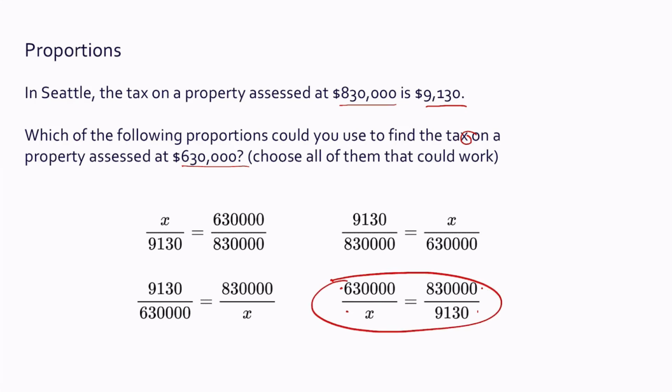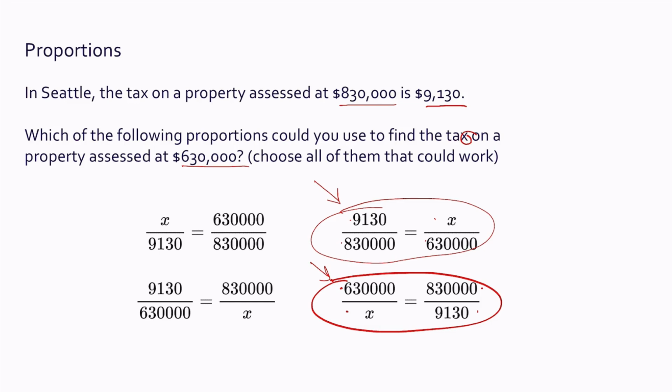Here I have tax and value of the first property, tax and value of the second property. So this one would also work. These two are showing the exact same thing. The difference is we have the tax on top here and the tax on bottom here. And then there's one more of these that would work.